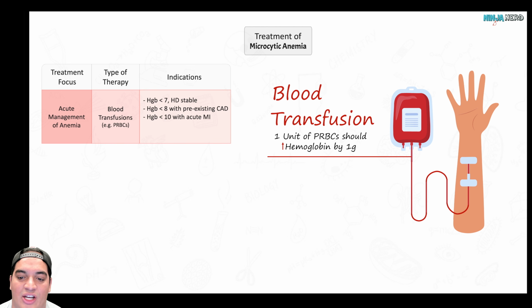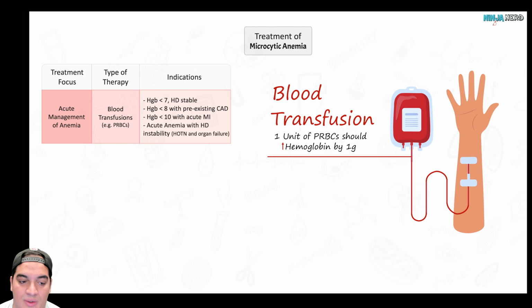If I have a patient who has an acute MI or severe symptomatic anemia with a hemoglobin less than 10, what do I do? And it's 6.2. I would give them 4 units of packed red blood cells to get their hemoglobin up to 10.2, greater than that threshold.